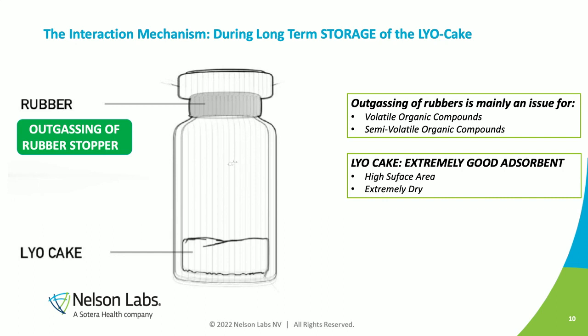The rubber stopper contains a complex mixture of volatile and semi-volatile compounds which originate from the impurities or are formed during the production process. They get released from the stopper by means of evaporation and outgassing. Once they collide with the lyo cake, they will stick to it and accumulate on it because the lyo cake has high surface area and is also extremely dry.